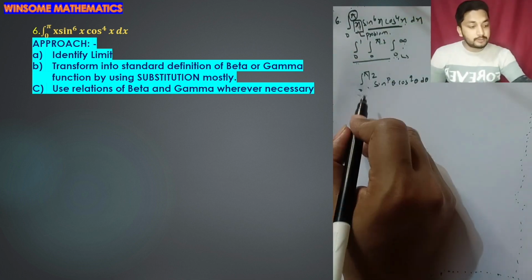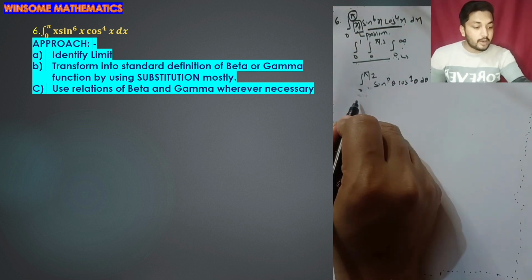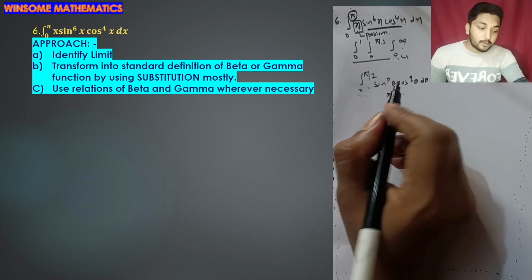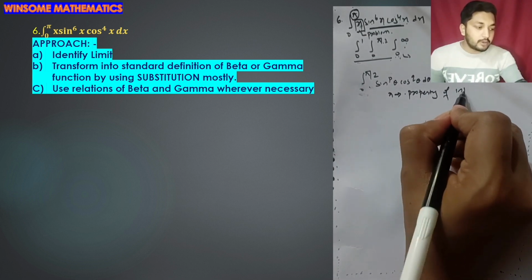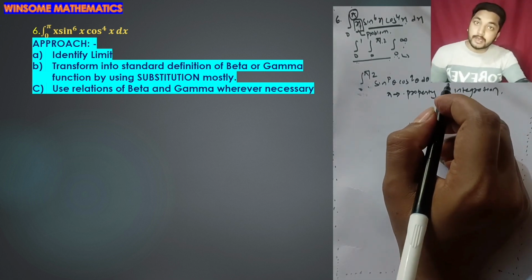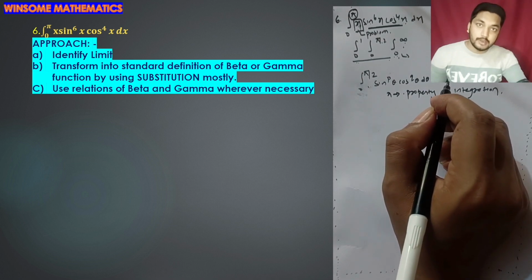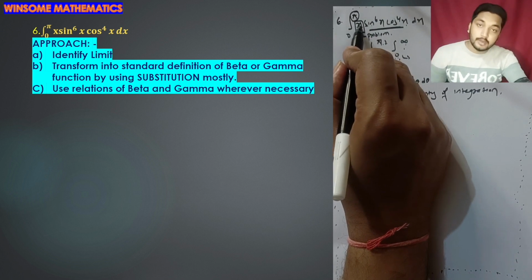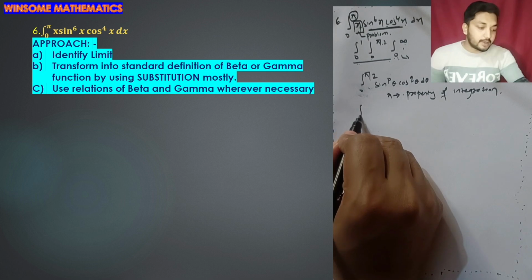Now we know how to remove x. The first point is very clear: we have to remove x anyhow. So we will use a property of integration. Which property of integration, you will be thinking? Just think about which property we can use, because the limit is 0 to pi and x is multiplied with sine and cos. So we can use this property here.